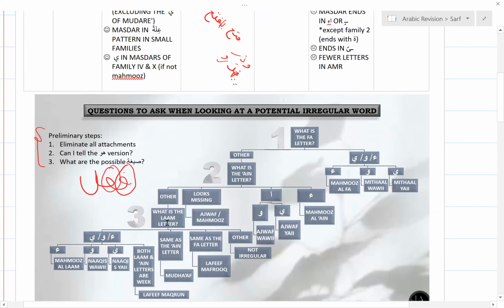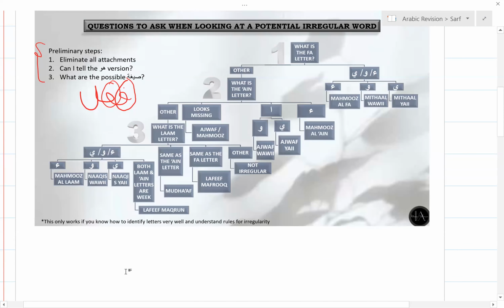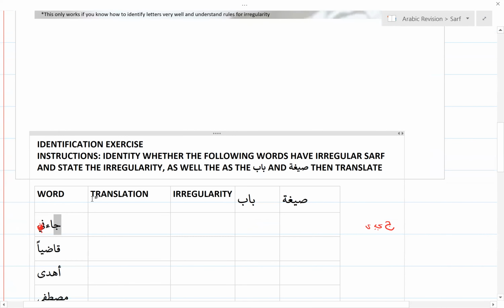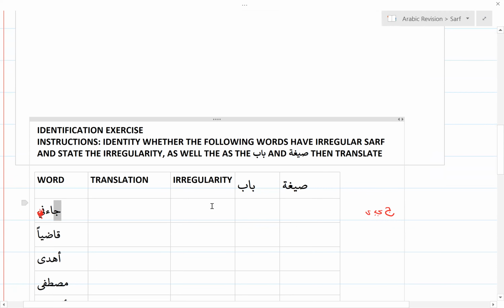Because remember the third process here, you ask yourself, what is the lam letter? If it's a hamza, then it's going to be mahmuz al-lam. But of course, mahmuz al-lam, let me tell you, is not even an irregularity, because really nothing happens in mahmuz al-lam. I think maybe one or two things happen, if at all, but it's pretty much normal. So it's not even really an irregularity. So you'll find that even mahmuz al-lam is not so much considered. So in this case, we'll actually say that this is ajwaf ya'i, because we have an alif in the middle. Because this is the huwa version. We already figured the huwa version.